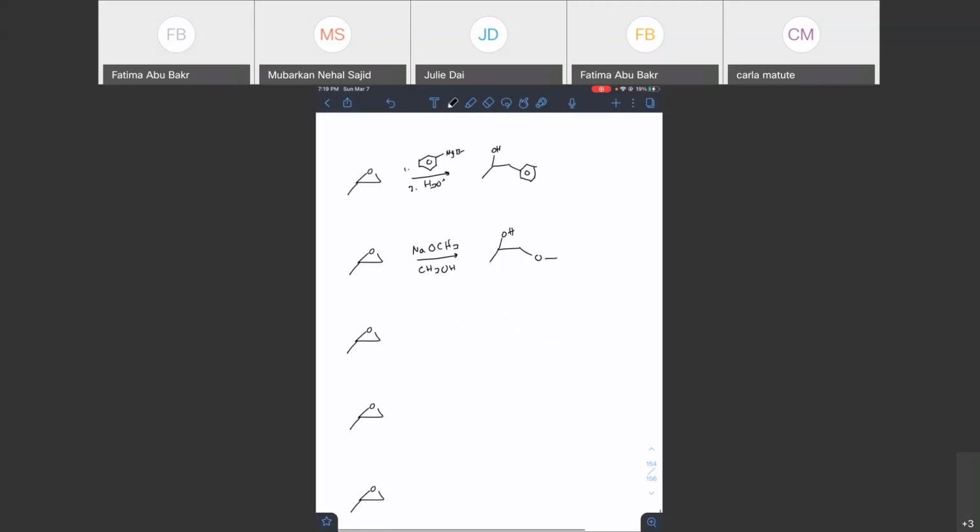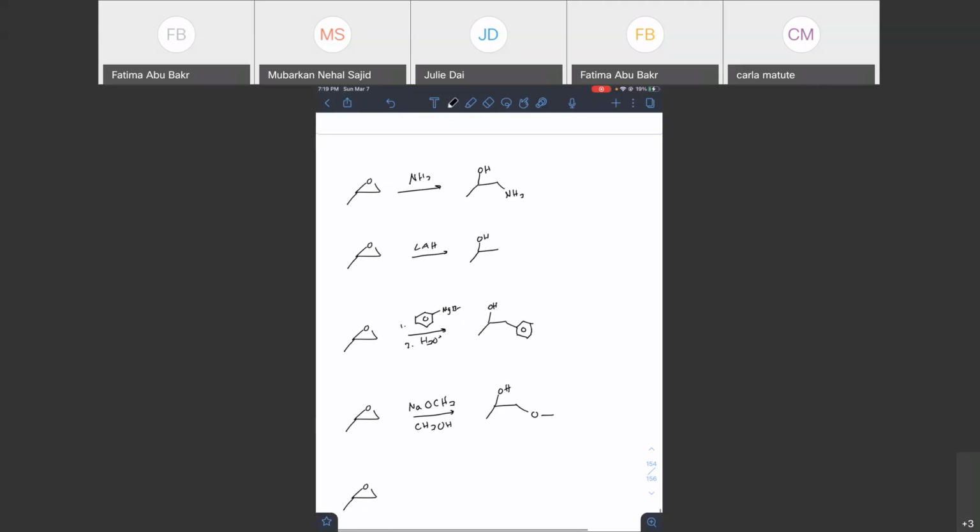Okay. So those are all the basic examples, right? Base: to the side with more hydrogens.